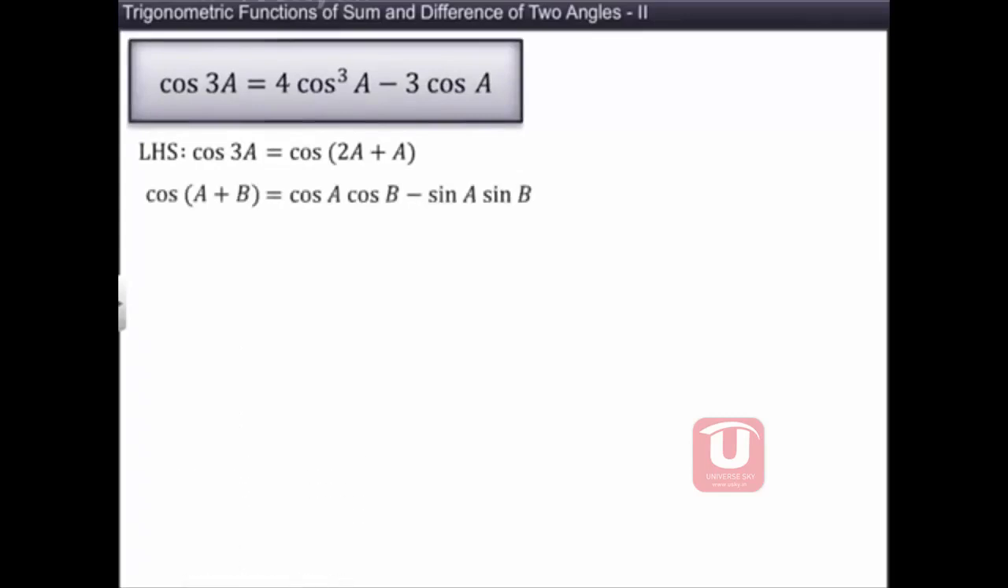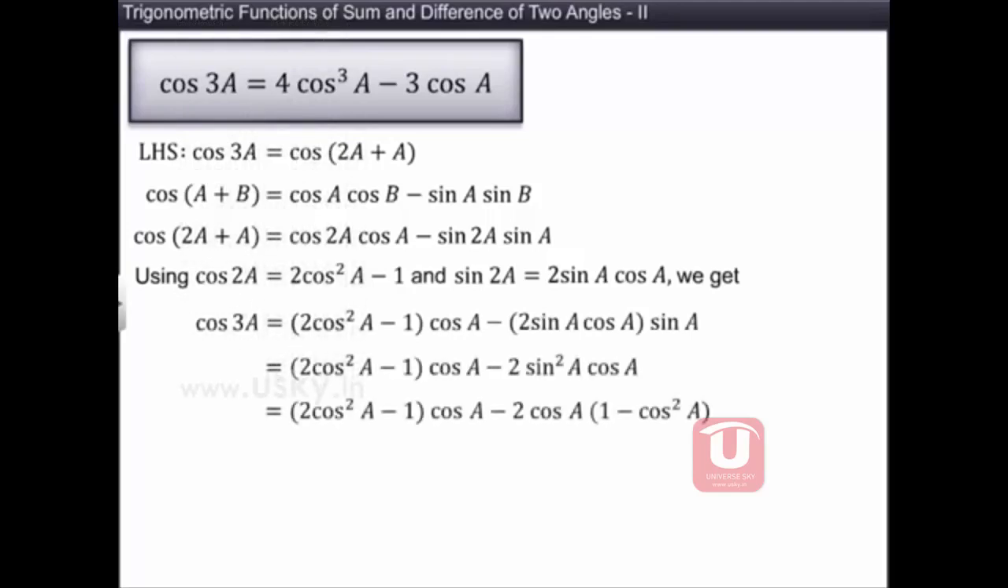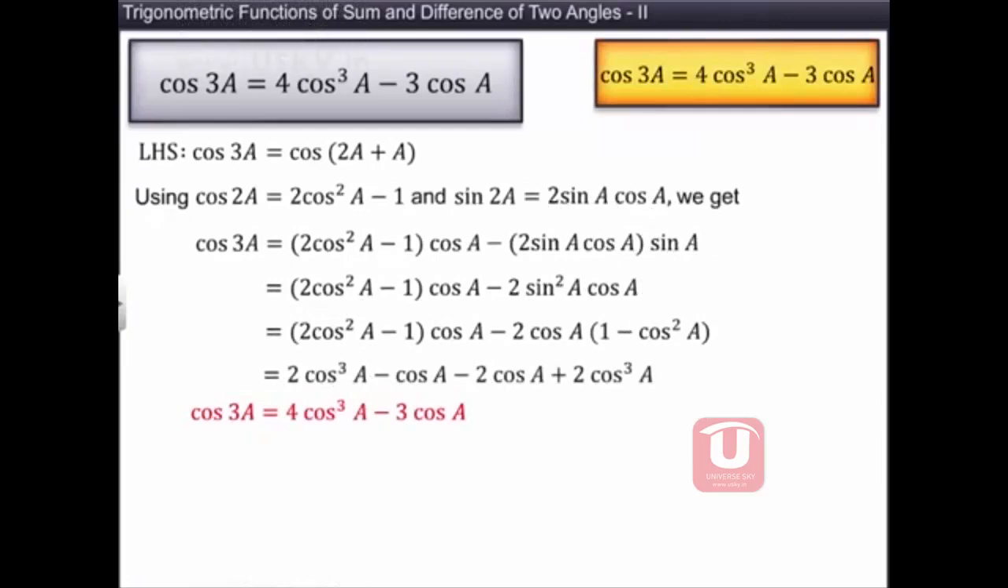Recall that cos of A plus B is equal to cos A into cos B minus sin A into sin B. Using this, cos of 2A plus A can be written as cos 2A into cos A minus sin 2A into sin A. We know that cos 2A is equal to 2 cos square A minus 1, and sin 2A is equal to 2 sin A into cos A. On substituting the values and simplifying, we get cos 3A is equal to 4 cos cube A minus 3 cos A.